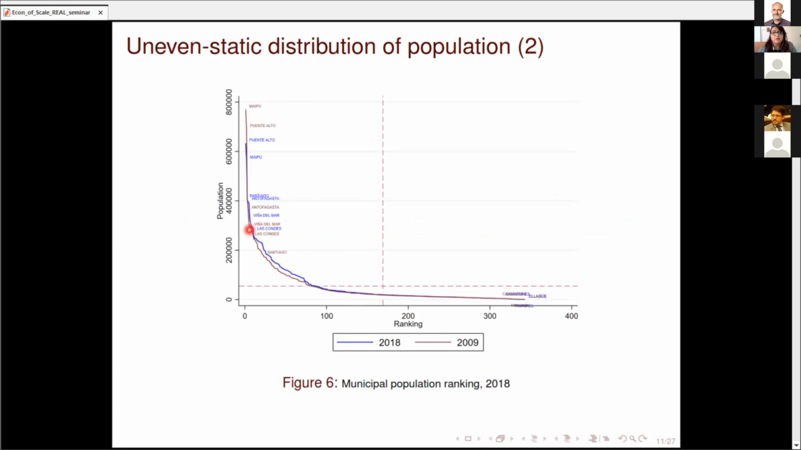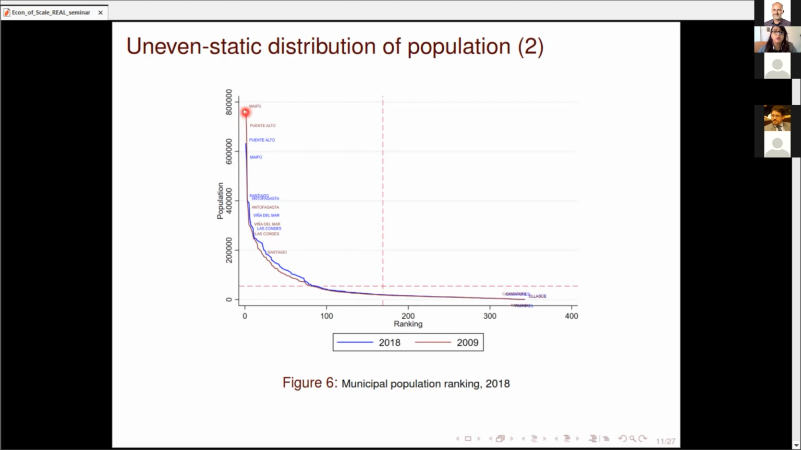To evidence this, we created a ranking of these cities according to their population size, where the first place is occupied by the city that has the most population, the highest population. There are two interesting facts that we can observe in this graph. First, we can interpret this graph as something similar to a Lorenz curve, where under total equality we will have a line just around here, where a change in the ranking will mean a proportional change in the level of population.